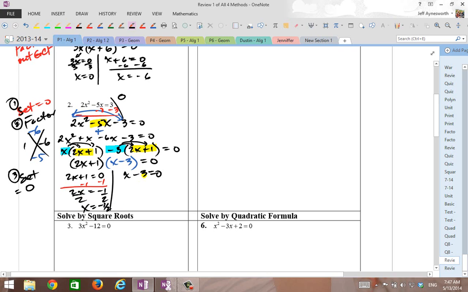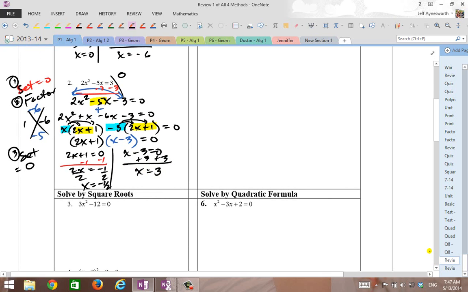And the second one, that's simple. We know that 3 minus 3 is 0, so our answer is 3. If you want to show it, you just simply add the opposite here, and you get x equals 3. That's all based upon our first factoring lesson that we went through last week.